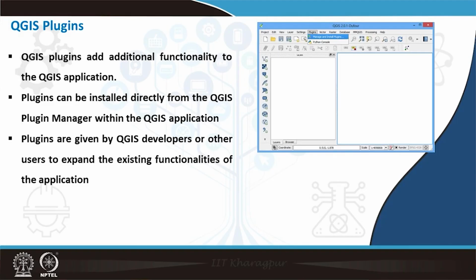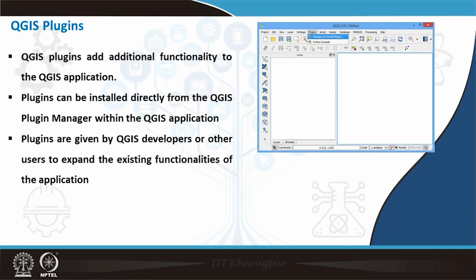QGIS plugins can be downloaded from the plugin repository using the plugins menu in QGIS. There are different kinds of plugins available: core plugins, external plugins, and experimental plugins. Core plugins are part of the QGIS application, so they just require enabling in the QGIS software. External plugins are plugins which can be found on the internet and downloaded through the plugin repository. We will see how to download from this plugin repository in the QGIS software practically.